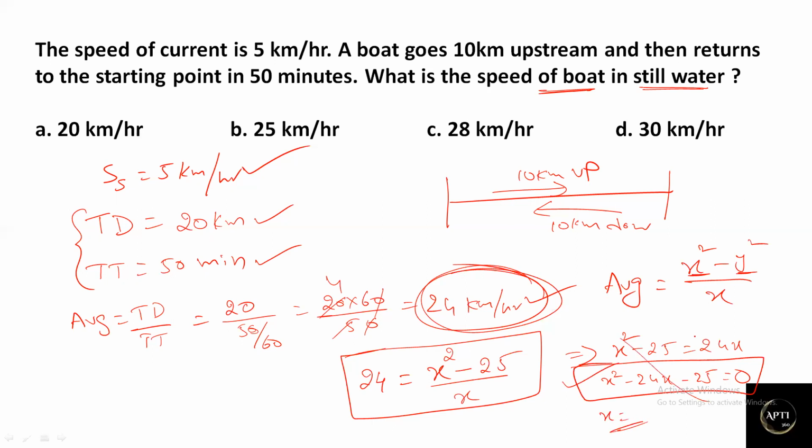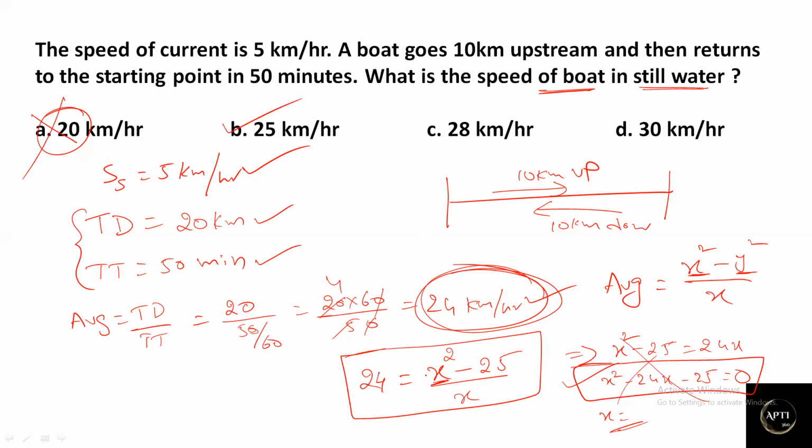But rather than solving this quadratic equation, it's better to go with the options, since we already know the options are given for the speed of the boat. It's better to substitute the value of x. What is the x value? 20. What is 20 square? 400, right? 400 minus 25 is 375. 375 divided by 20 will not give you 24, correct? So it's a matter of seconds to verify the values. So I can say that option A is not satisfied. What is option B? 25.